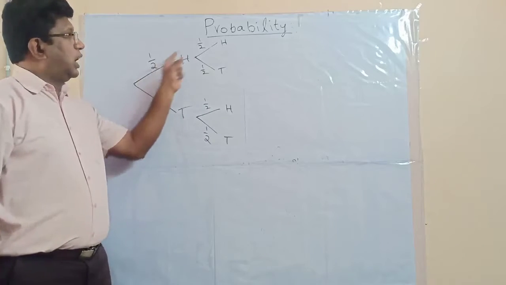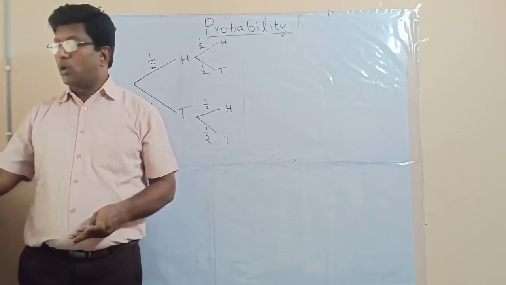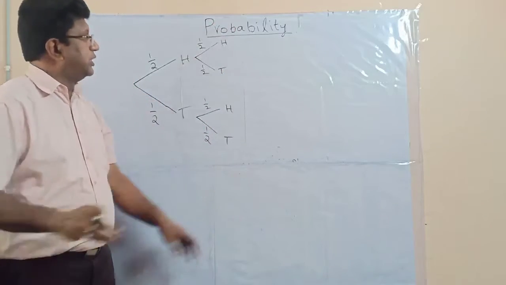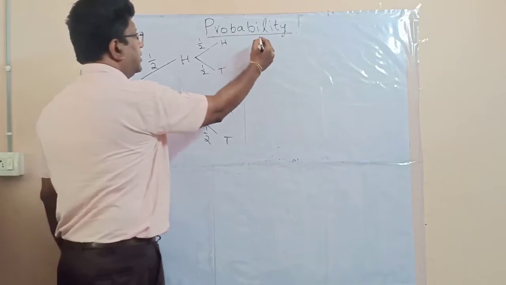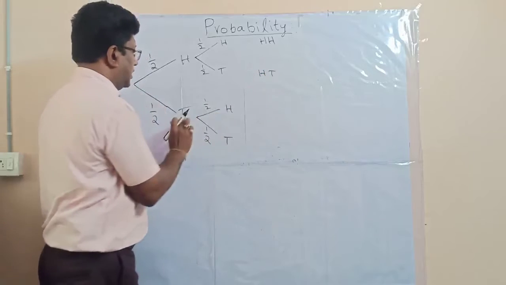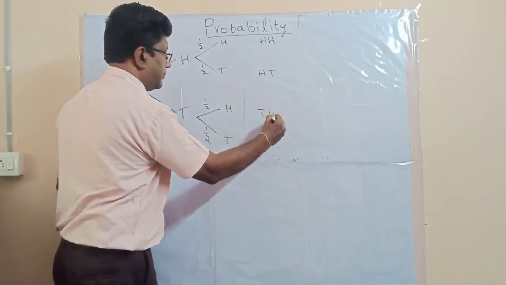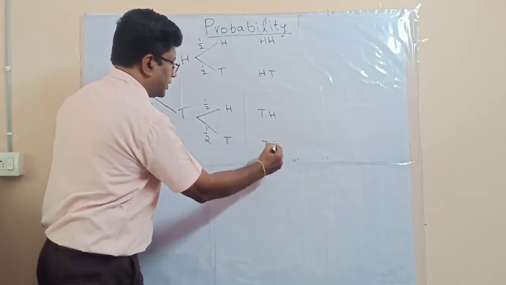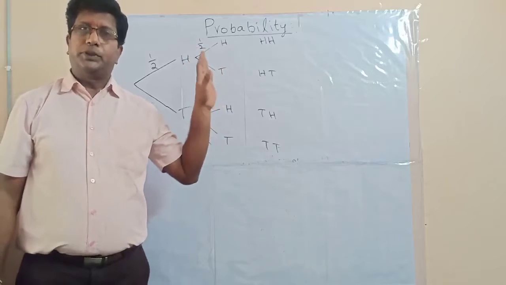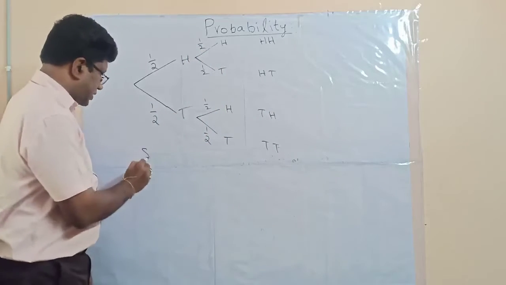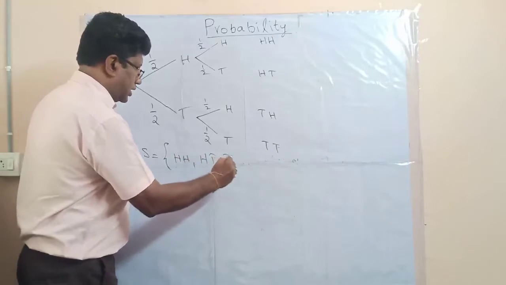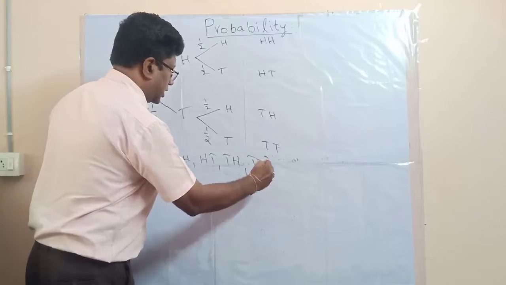Now, what are the outcomes when we are tossing two coins at a time? So here we write the sample space for this as head, head, head, tail, tail, head, and tail, tail. All four of them together form the sample space.